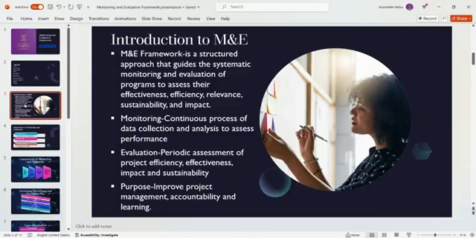But why are we doing that? To make sure that we can see whether these programs have been effective, whether they've been efficient, whether they're relevant, and the sustainability of that, and what then is the impact of these programs or policies or projects.